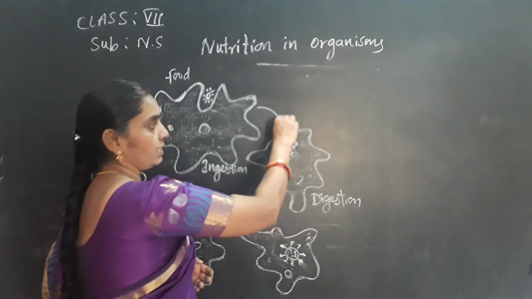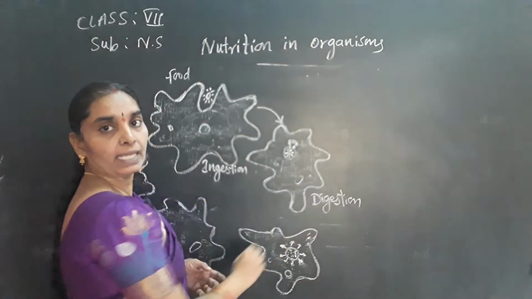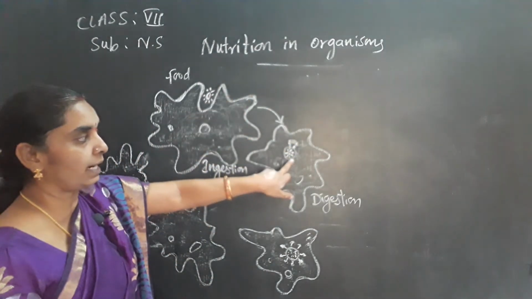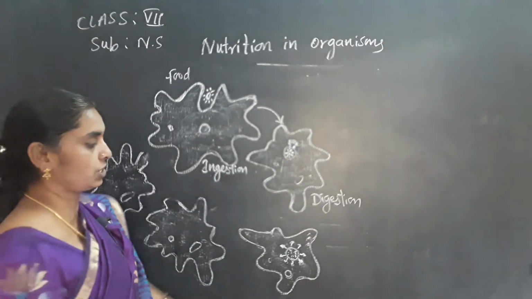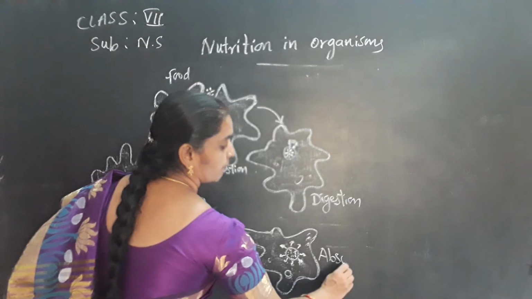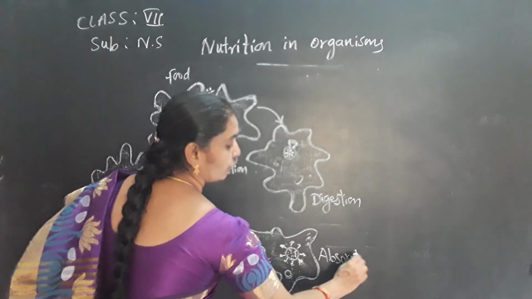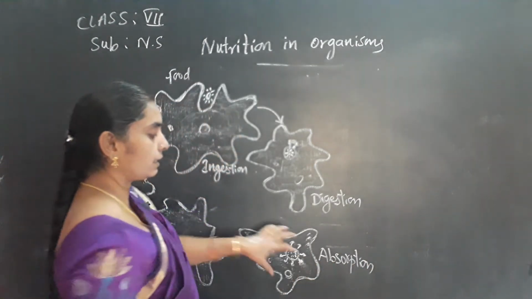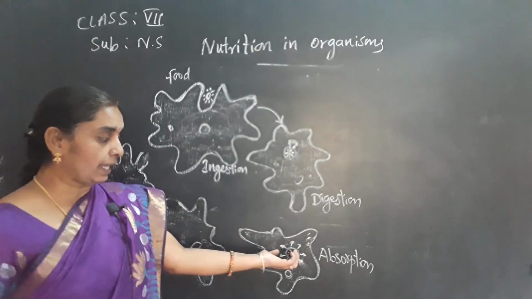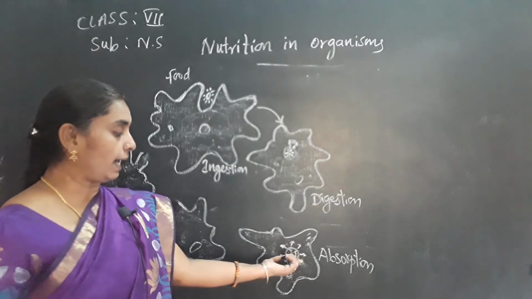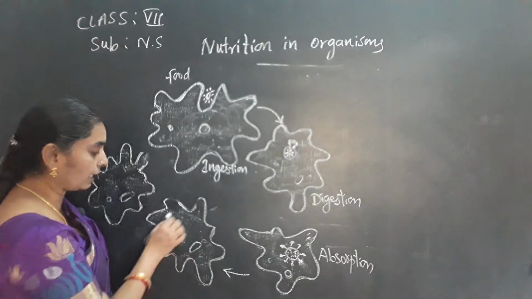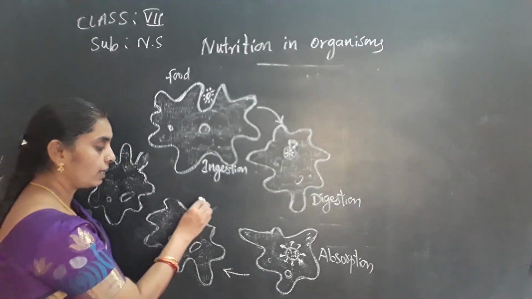So from ingestion, the next process that takes place is digestion. See the picture, children. The food particle is inside the body, now in the digestion. Next, absorption. Absorption is the transfer of the food into the blood. Here the transfer of the food takes place into the blood, and then the absorbed food material becomes a part of the body of amoeba.